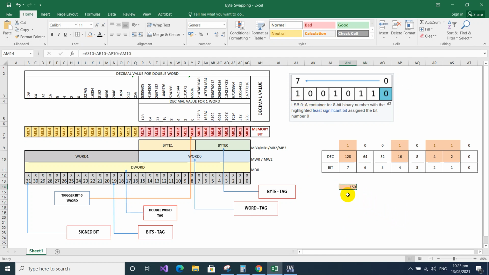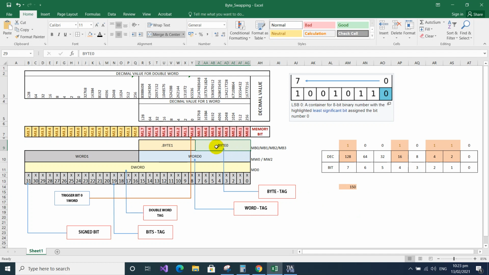So 150. If you have doubt, you have your calculator on your desktop. You can open it and change it into programmer mode. But I'm sure that this is the value, 150. Okay, now let's go back here. I will just ask you one thing.